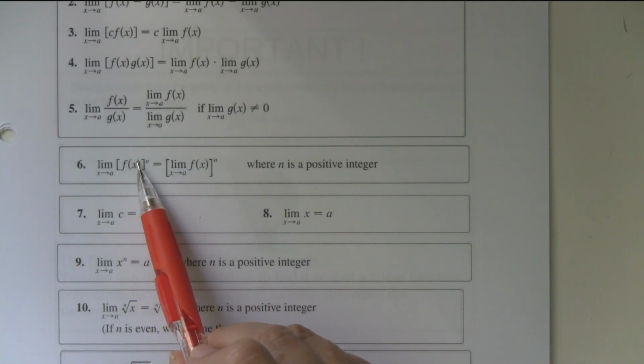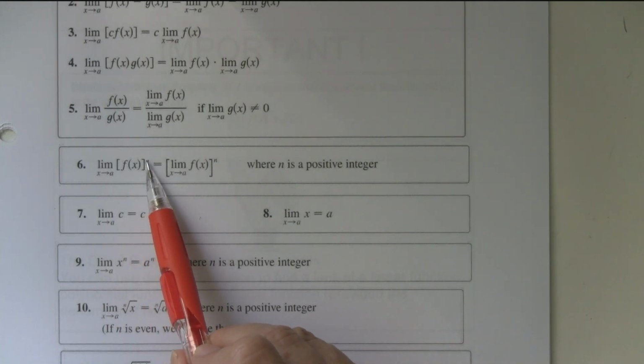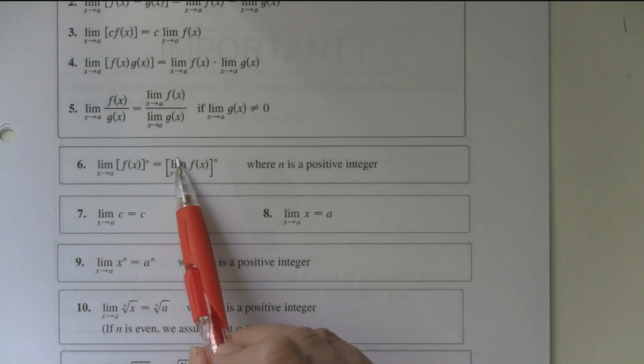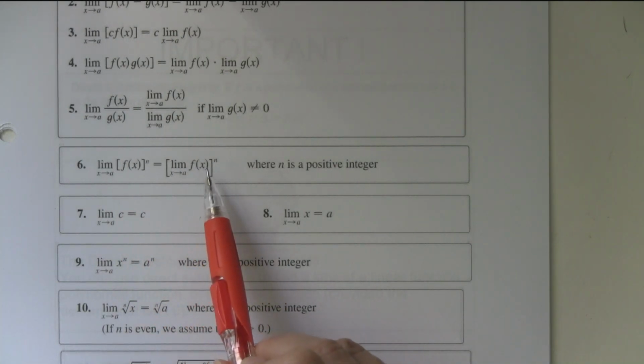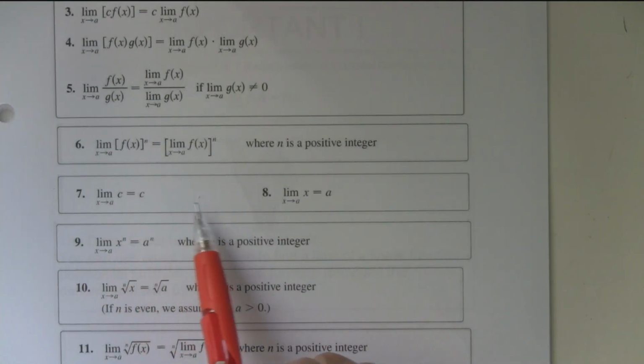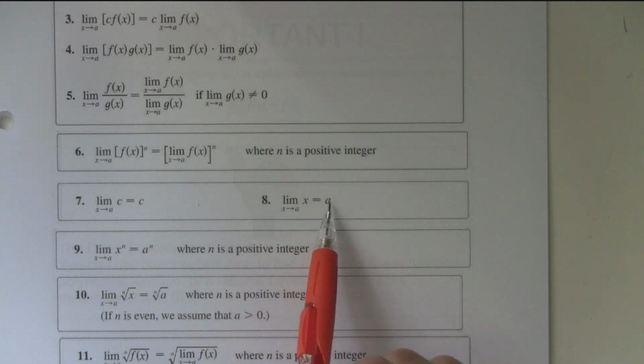Same with if you're trying to find a function raised to a power, you can first find the limit of the function, then raise the whole thing to a power. If you're trying to find the limit of a constant, that's a constant. If you're trying to find the limit as x goes to a of x, that's just equal to a.